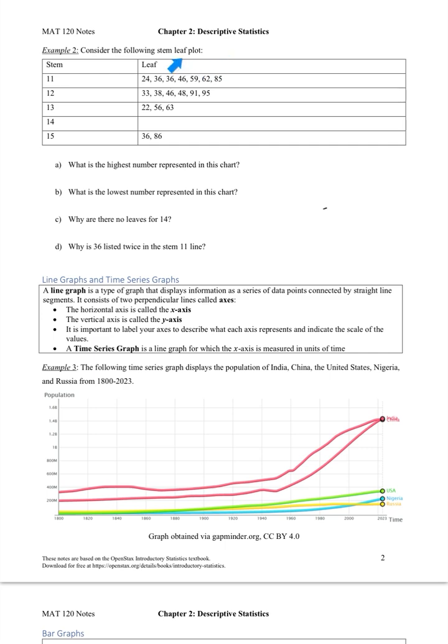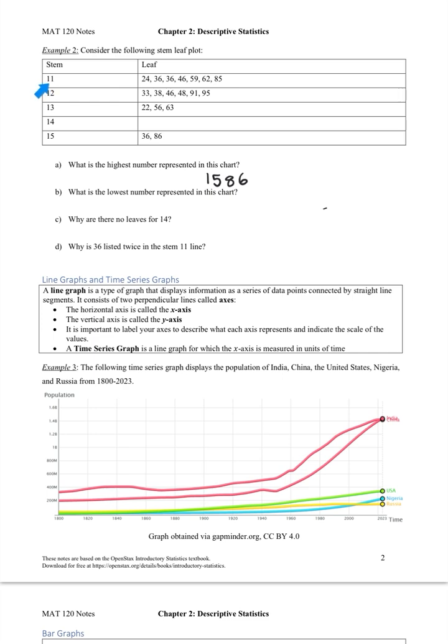Let's consider the stem and leaf plot above. Notice our stem consists of the numbers 11 through 15, and then we have the leaf. Part A asks us, what is the highest number represented in this chart? We'll go down the stem to 15 and over through the leaf to 86. So our answer would be, the highest number would be 1,586.